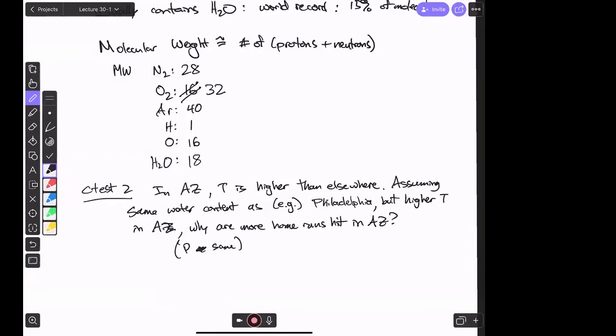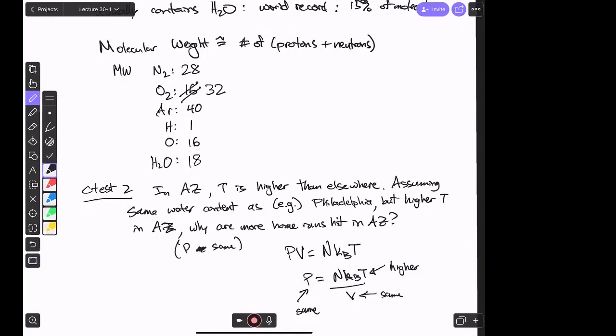Okay, Ariana, can you walk us through it, please? Yeah, so if we're looking at PV equals N kB T, you divide by volume, and you have P equals N kB T over V. And you know that in Arizona, the temperature is higher, and in order for the pressure to remain the same, that means another variable in the equation must change. And volume, we're assuming that volume stays the same, so it must be the number of molecules that changes.